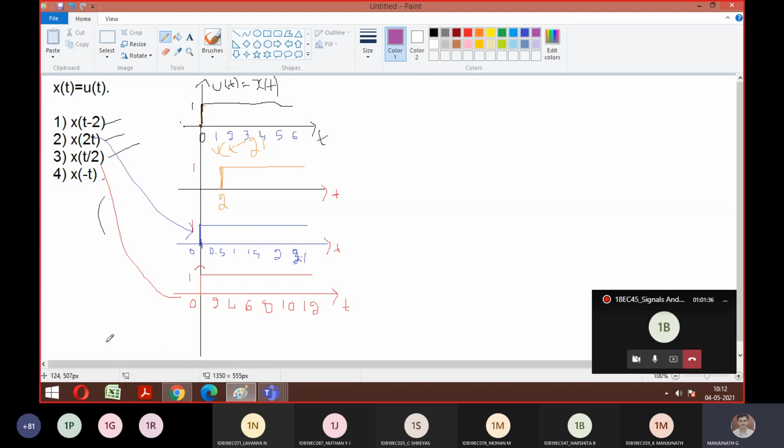X of minus t. Good. We know u of t function doesn't exist towards the negative side, but they have asked x of t same as u of t, so we can plot. Nothing wrong in plotting. We know the signal doesn't exist towards the negative side, but since x of t is given, I should plot it. So if this is x of minus t, the mirror image looks like this. Is it okay, everyone? You can mention a few samples: 0, -1, -2, and so on till -3.